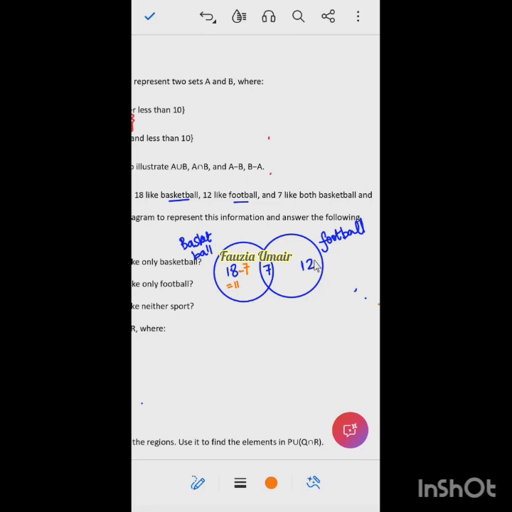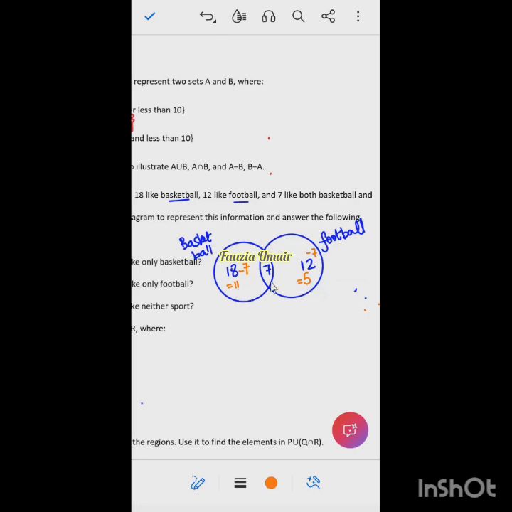The same is the case here. We will minus 7 from 12 also, because the 12 students who like football are coming in this whole set. So we need to minus these 7. So there are 5 students who like only football. Waleed, was there any question? No, ma'am. All right, now let's check how many students there are. 11 students like basketball only, 7 students like both the games, and 5 students like football only.